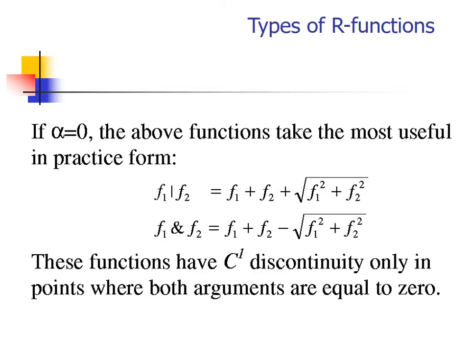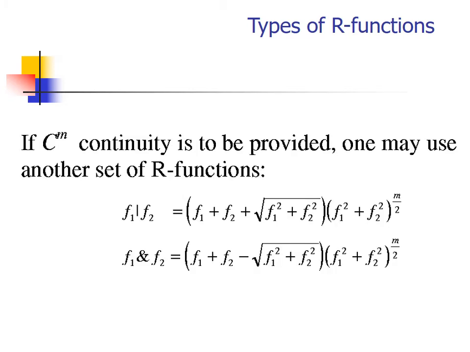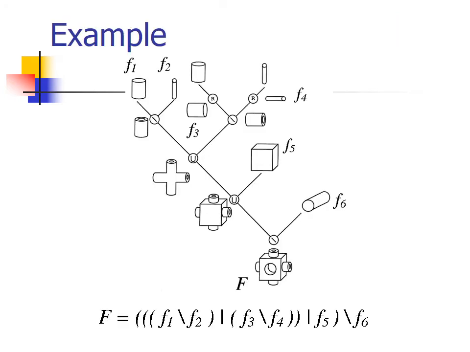But in practice, the most useful forms of R functions are obtained when the alpha parameter is equal to 0. These functions have C1 discontinuity only in points where both arguments are equal to 0. The obtained functions are shown on this slide. For higher order of C continuity, the following set of R functions may be used. On this slide you can see an example of FRep modeling, presented as a tree. All complex FRep objects have such a construction history tree.